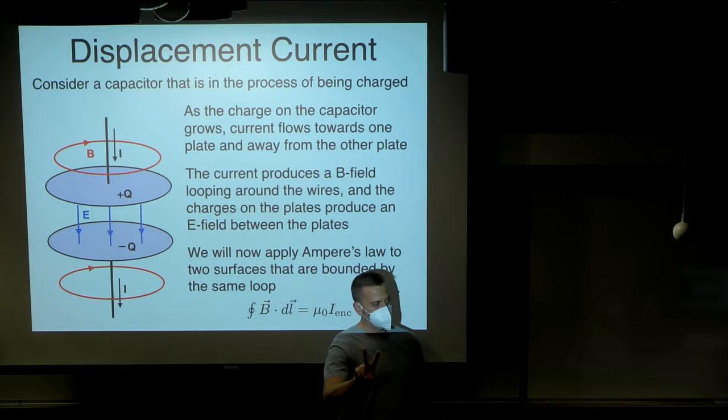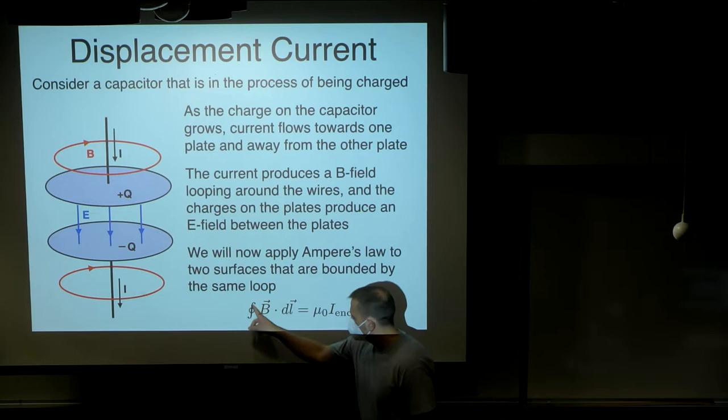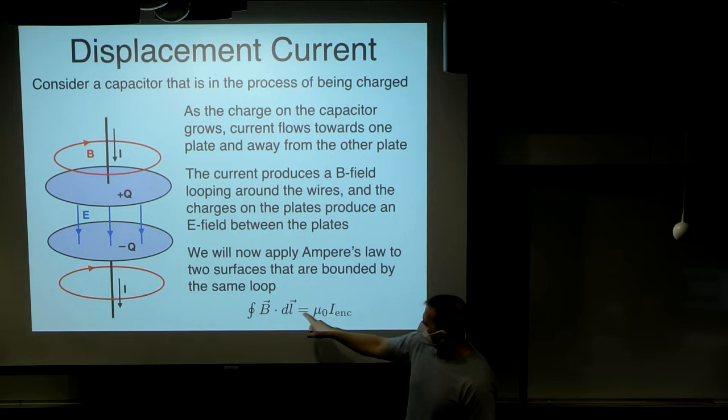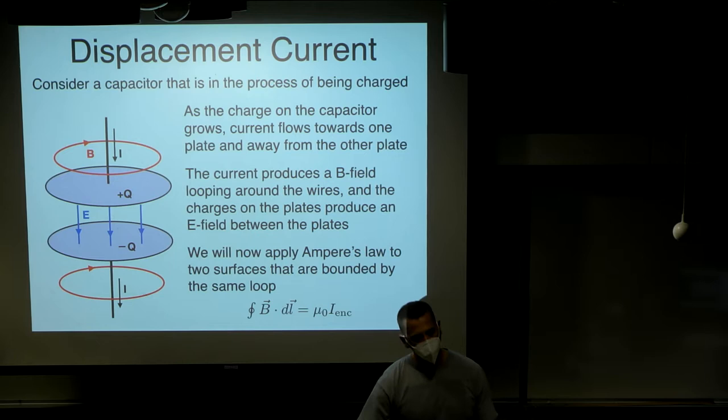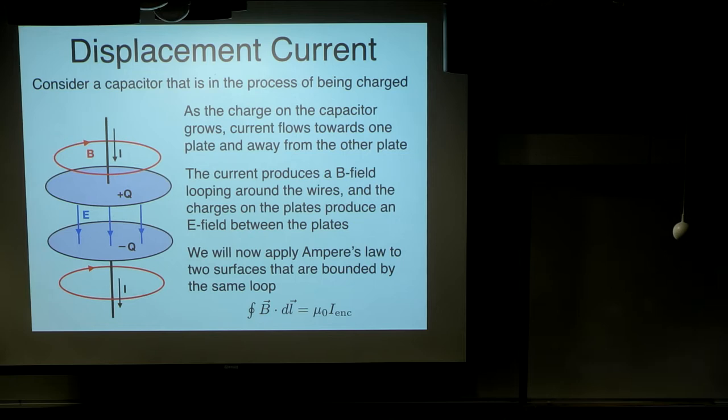Remember, when you apply Ampere's law, which says the integral over some kind of closed loop of B dot dL equals mu naught times I enclosed, we have to choose some kind of surface to apply Ampere's law to. So I'm gonna show you two different surfaces that we'll use, and just follow along with me. It's gonna lead to something kind of surprising.